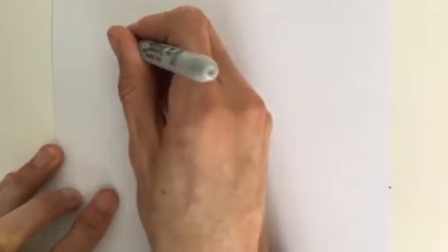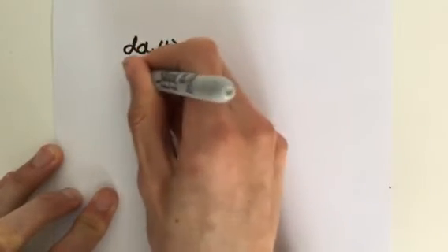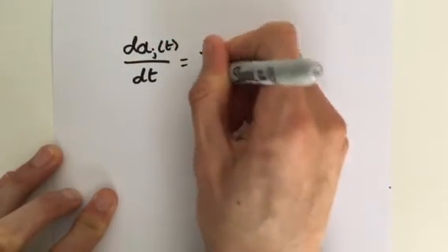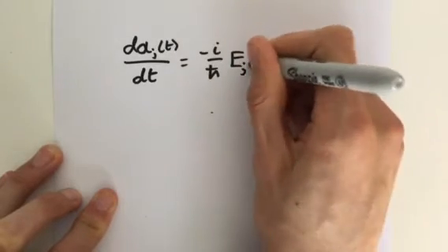So let's bring this down. It's a very simple differential equation. I'll write it out once more. So we had the rate of change of alpha j of t, and that was equal to minus i over h bar times Ej times alpha j of t.